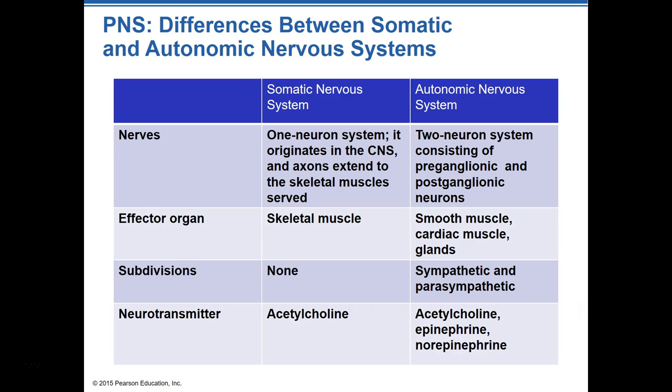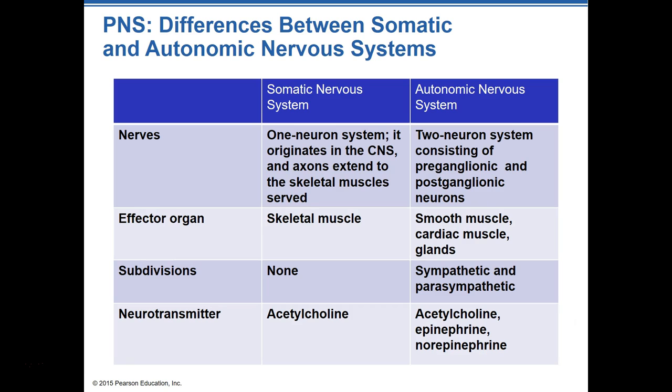So we can see the difference between the somatic and autonomic nervous system. When we look at the somatic system, it's a one neuron system. It originates in the central nervous system and extends to the skeletal muscles. The autonomic nervous system is a two neuron system, meaning in the autonomic side, there'll be two nerves going to each organ. So there's two nerves going to the heart, a sympathetic and a parasympathetic nerve. Whereas in the somatic side, there's one nerve going to a muscle. So that's what makes it a little bit different. Somatic is skeletal muscles. Autonomic is smooth and cardiac muscles, glands, and all that kind of stuff.